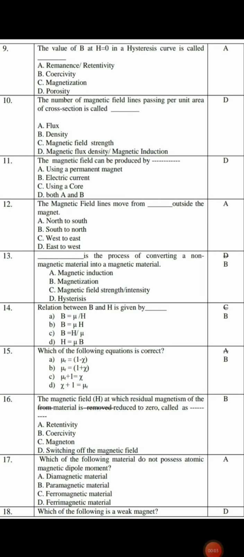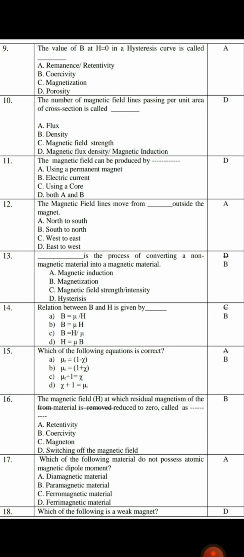14. Relation between B and H is given by. Options are option A, B equals to mu by H. Option B, B equals to mu H. Option C, B equals to H by mu. Option D, H equals to mu B. So the correct option is option B, that is B equals to mu H.